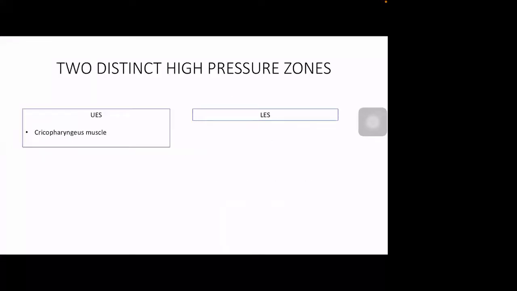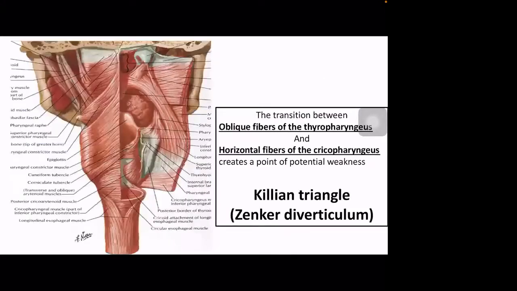joins the stomach. So when you see this normal anatomical course of the esophagus, there are two distinct high pressure zones: an upper esophageal sphincter and a lower esophageal sphincter. The upper esophageal sphincter, you all know, is a true anatomical sphincter because of the cricopharyngeal muscle, and the lower esophageal sphincter is basically a physiologic sphincter, because of a combination of many structures which together contribute to the high pressure zone in the lower part of the esophagus. Let's do it one by one.